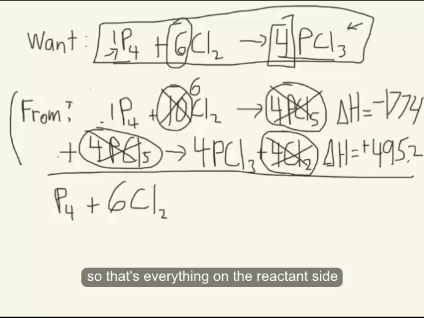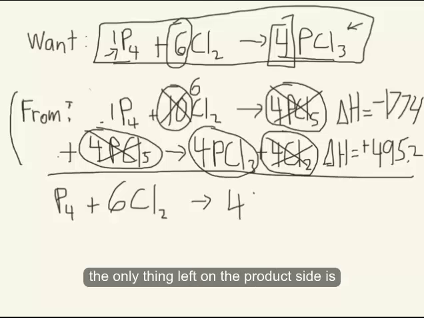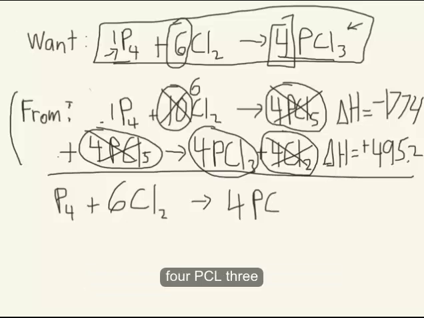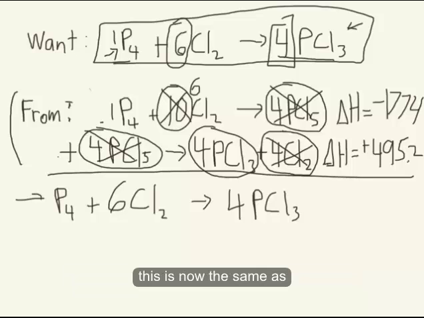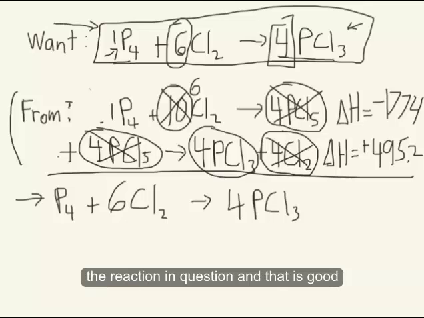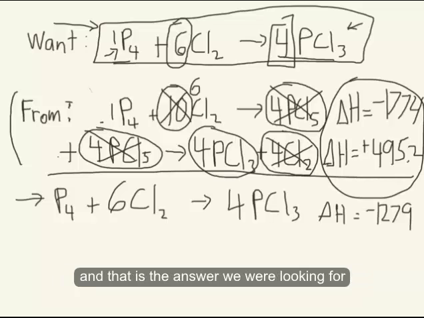So that's everything on the reactant side. And the only thing left on the product side is 4 PCl3. I don't think I made any more typos because this is now the same as the reaction in question. And that is good. To get our answer, we just add up the enthalpies. And that is the answer we were looking for.